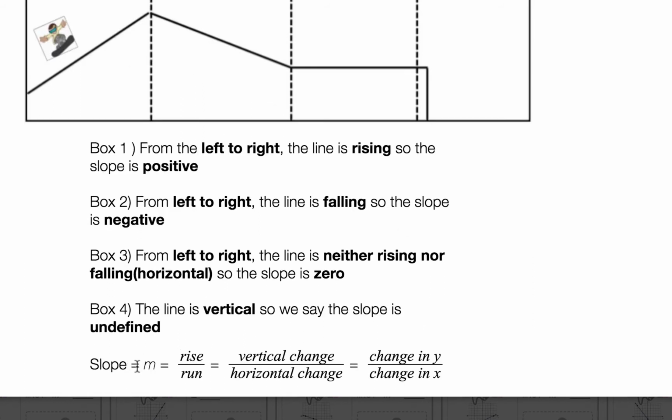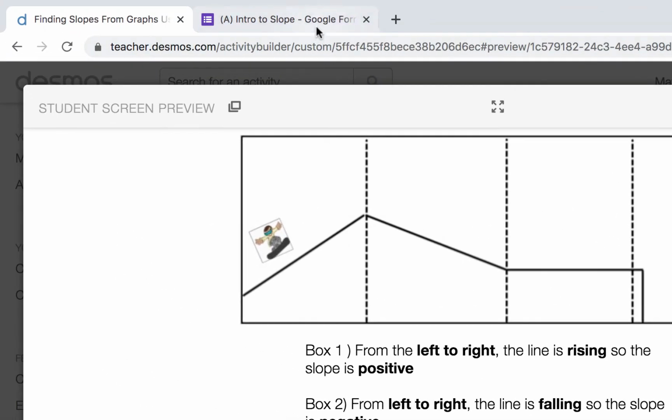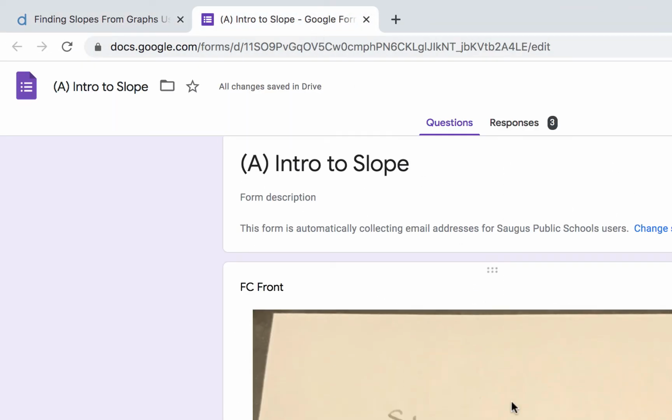So again, slope is M, slope is rise over run. I didn't say this, but slope is vertical change divided by horizontal change. And the vertical change, vertical is always Y, so we say that's change in Y. Horizontal change is change in X. It's a lot of vocab, and that's why when you practice this, I think it's a good idea.